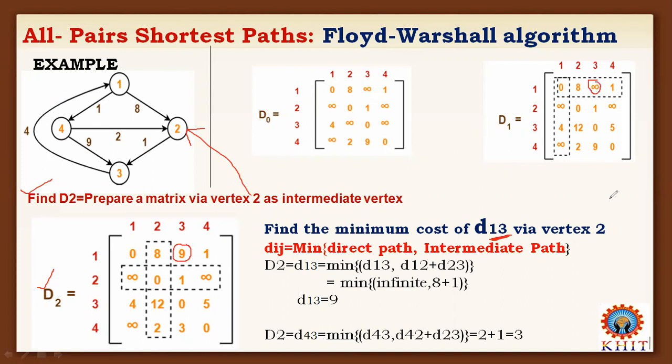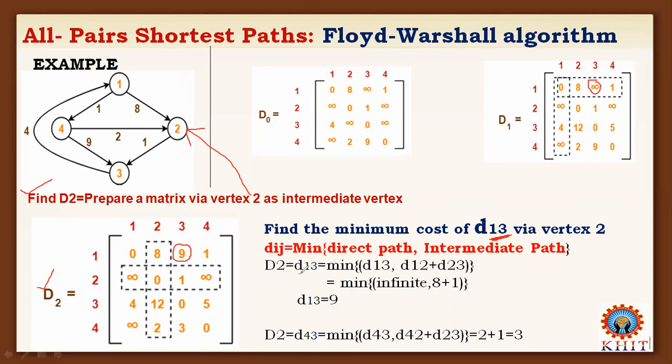Why are these two values changed? Why is infinity replaced by 9? Because if you compare infinity with 9, 9 is the minimum. The distance from vertex 1 to vertex 3 is 9, not infinity. When it is possible via vertex 2, it is possible. Now we will see how to do that.